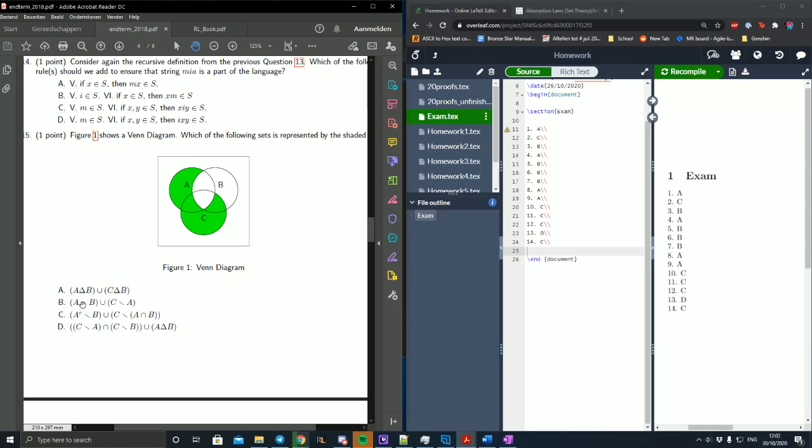Okay, everything that's in A that's not in B, so that is this part. Union everything that's in C that is not in A. So that's this part. So these two. Yeah, this might be it. Yeah, that's true, makes sense. So it's like this part, union this part, is equal to this whole thing.